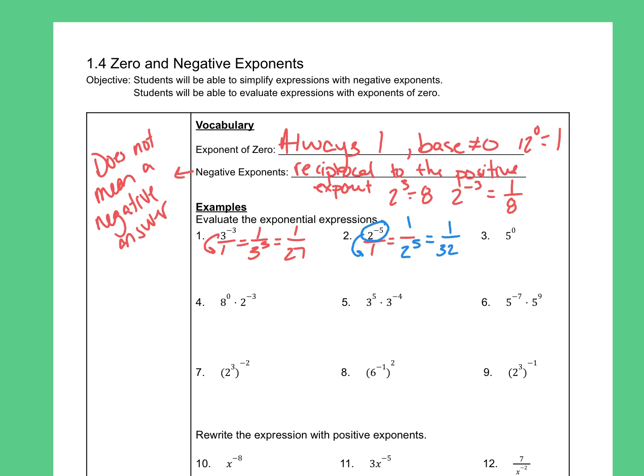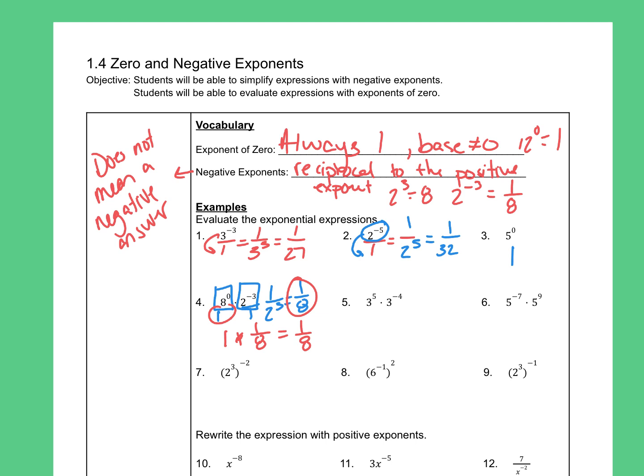In number 3, anything to the 0 power is going to be 1. So we're going to combine those two things here in number 4. First, we can look at 8 to the 0. Well, that's just 1 times, and then we can worry about this 2 to the negative 3. Well, think of it as a fraction, and then take the reciprocal, so 1 over 2 to the positive 3, which is 1 over 8. So this first part here was 1, being multiplied by 1/8, and 1 times 1/8 is just 1/8.